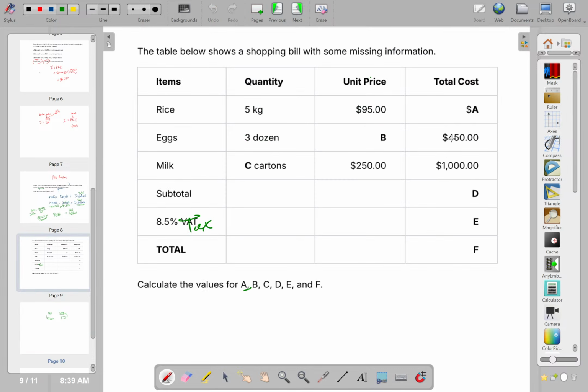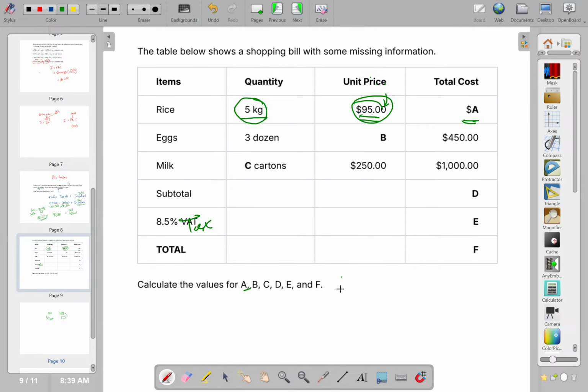Right? Now, what would A be? I'm going to leave it out here. How would I calculate A? The total cost for the rice. So we bought 5 kilograms. Unit price means that each kilogram costs 95. So if you buy 1 kilogram, $95. If you buy 2 kilograms, how much do you think that is going to be? If you buy 3 kilograms, how much would that be? Yeah. So unit price is just saying for every kilogram, I'm going to be paying $95. That's all. Yeah. So this person went and bought 5 kilograms.